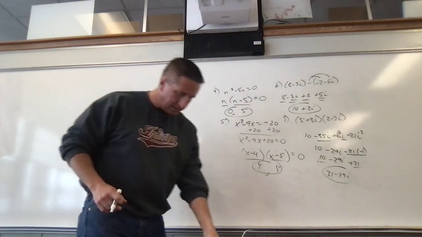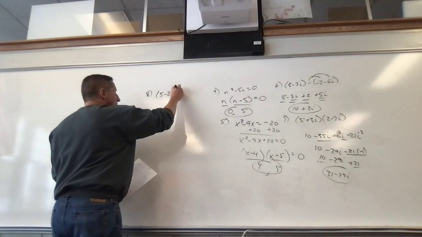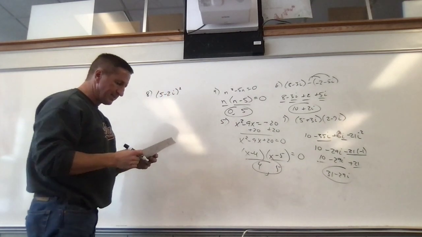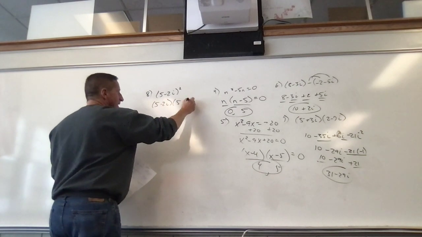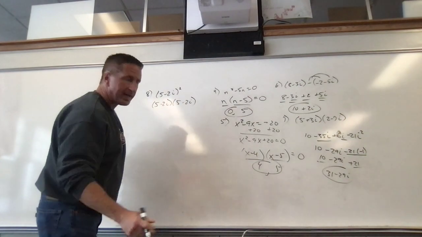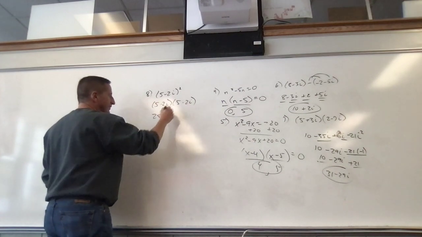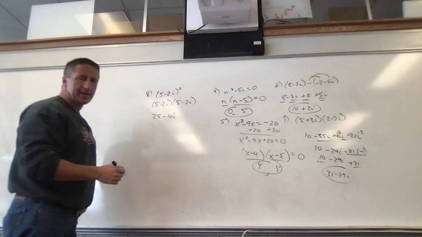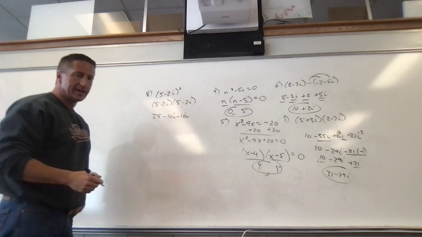Question number 8. Simplify (5 minus 2i) squared. When you square something, that means you multiply it by itself. So (5 minus 2i) times (5 minus 2i). If you FOIL that out, your first terms are 5 times 5, which is 25. My outers are 5 times -2i, that's a -10i. My inners are also 5 times -2i, which is another -10i.